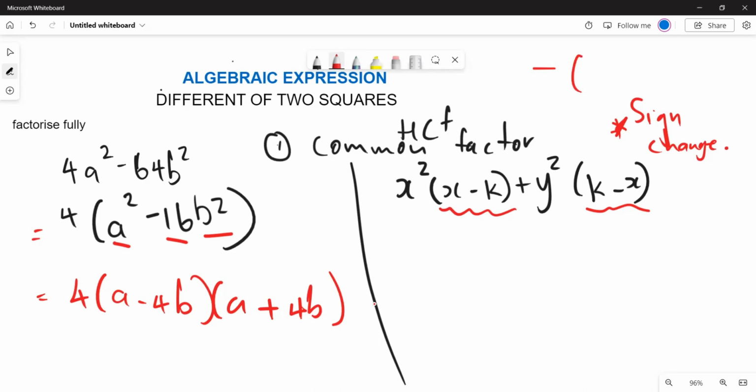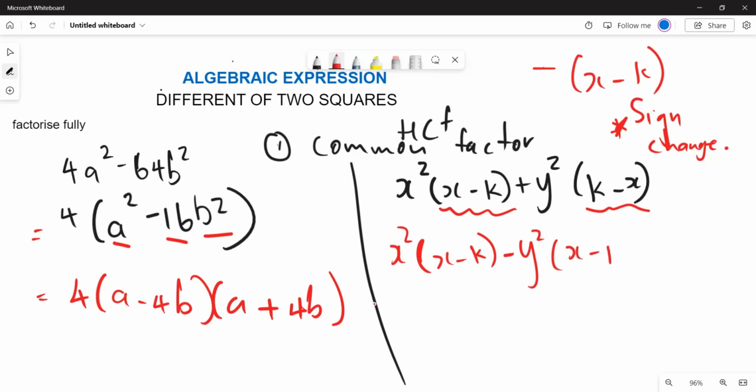Let's see, you are going to have x subtract k, right? Now, isn't it so? And that's going to be the correct one, because if you multiply by the negative again, you're still going to get the correct thing. So now what are we going to do? This is therefore going to be your x squared into bracket x subtract k. Now remember, you've taken out the negative sign, so this is now negative y squared into x subtract your k.